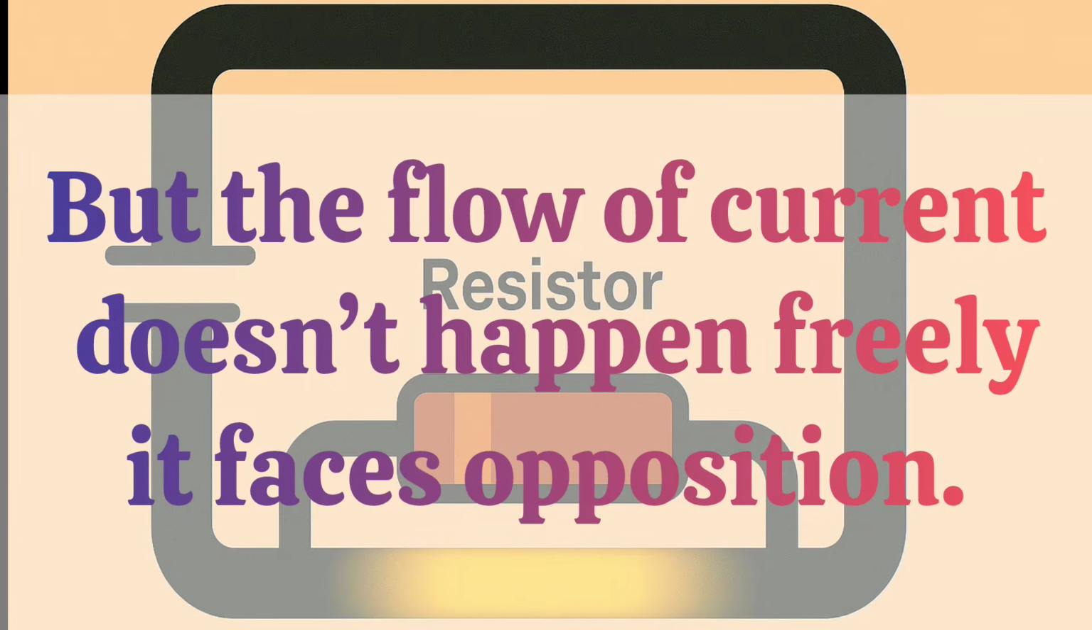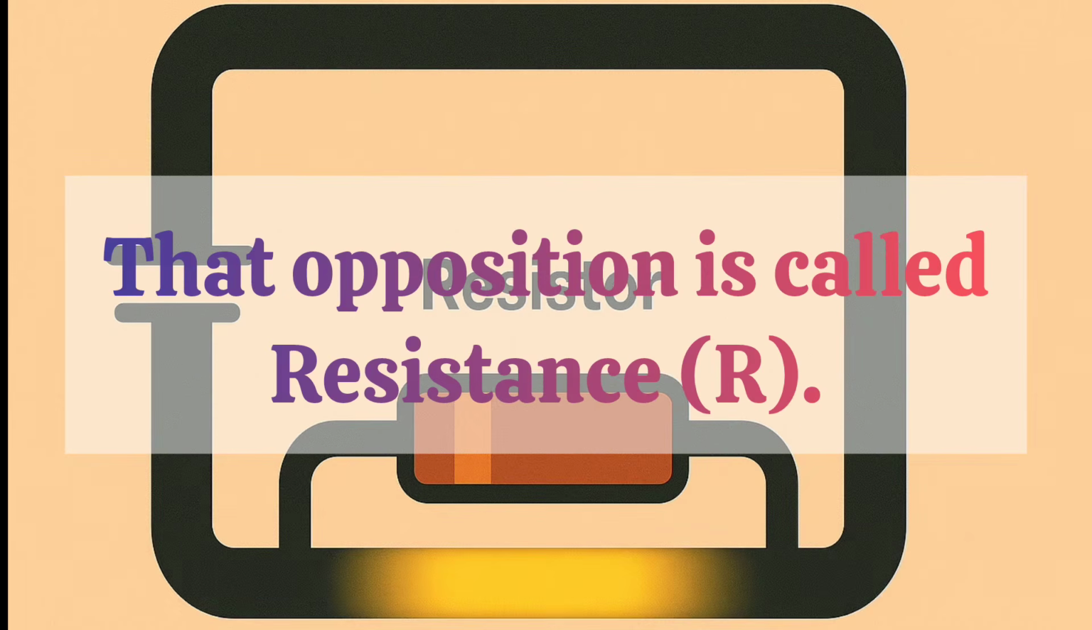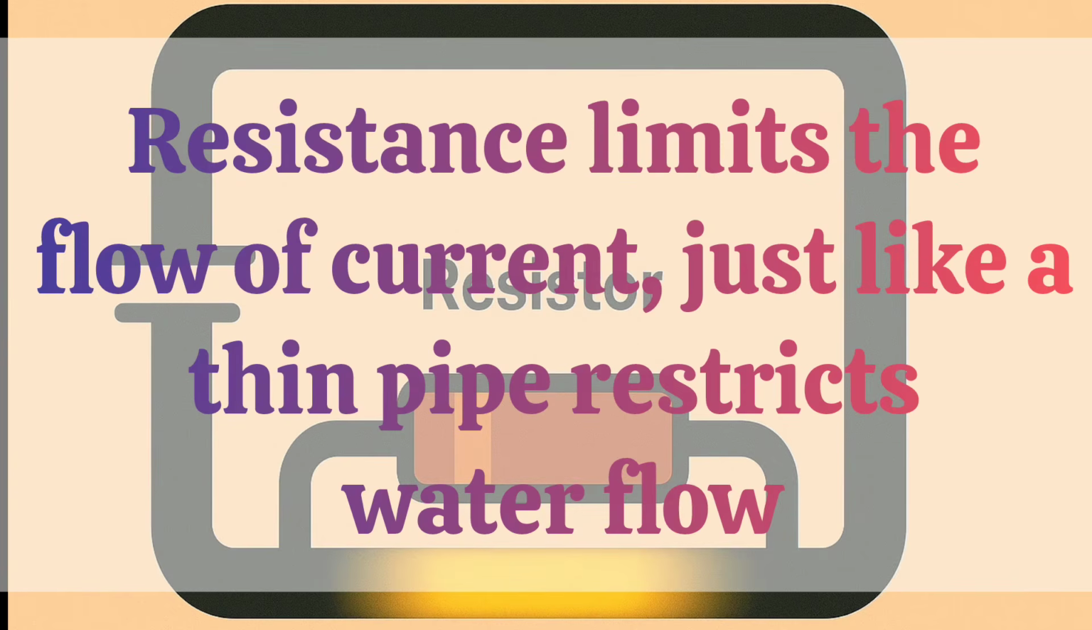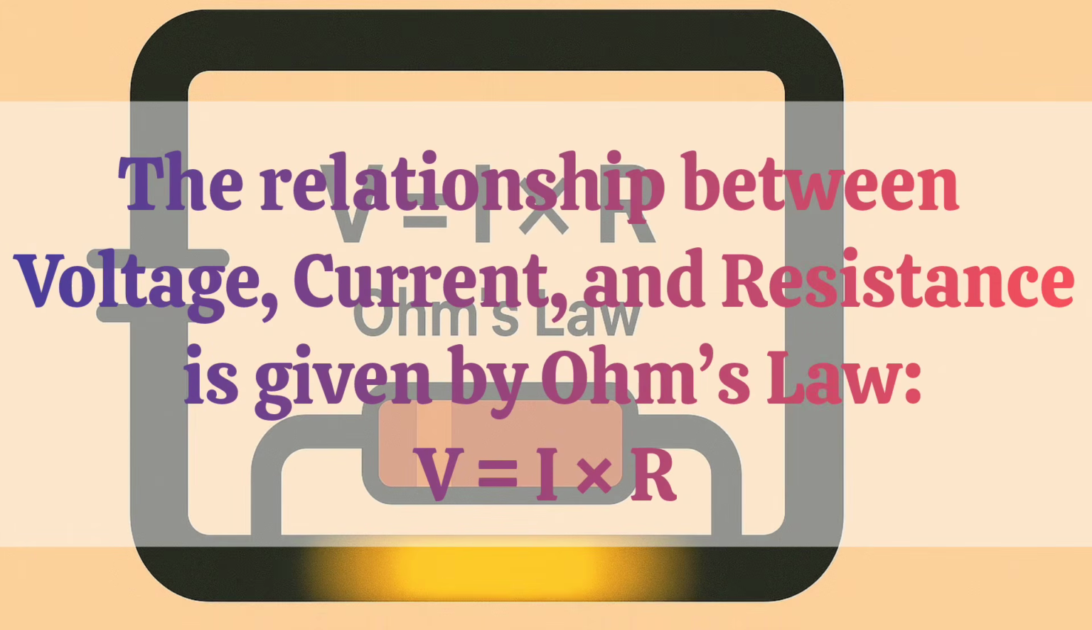But the flow of current doesn't happen freely. It faces opposition. That opposition is called resistance (R). Resistance limits the flow of current, just like a thin pipe restricts water flow. The relationship between voltage, current, and resistance is given by Ohm's law.